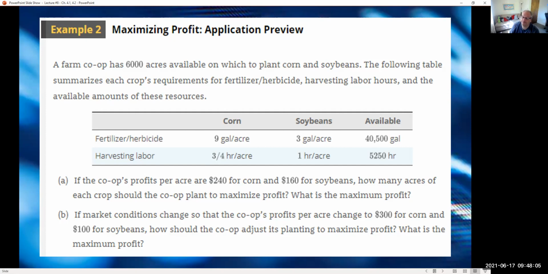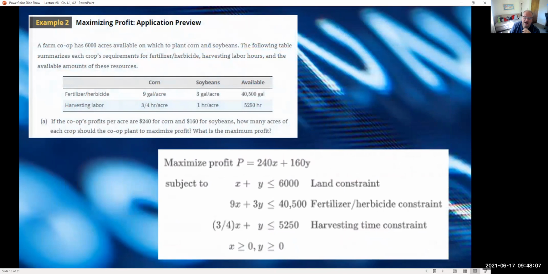Let's take a look. Starting with, we do believe that X plus Y is less than or equal to 6,000. Why do we believe that? Well, remember, X is the number of acres for corn. Y is the number of acres for soybeans. And we are told that the co-op has 6,000 acres available. So in theory, you really could plant any number of acres up to, and including, 6,000. Could I plant 6,001 acres? No. My farm is only 6,000 acres large. Okay? So X plus Y will be less than or equal to 6,000.